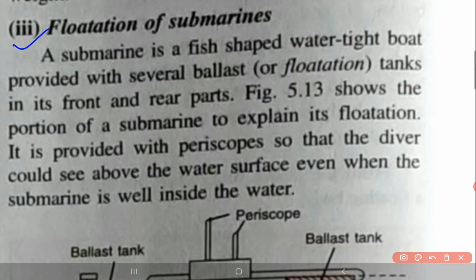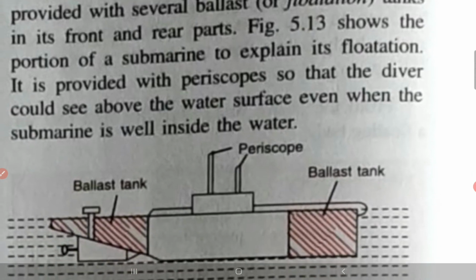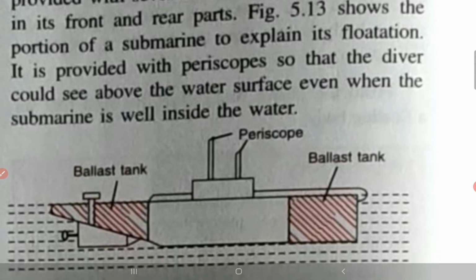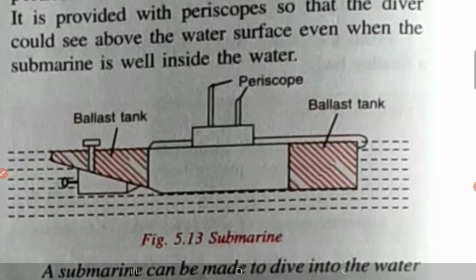A submarine is a fish shaped watertight boat provided with several ballast or flotation tanks in its front and rear parts, as shown in figure 5.13. It shows a portion of a submarine to explain its flotation. It is provided with a periscope so that the diver could see above the water surface even when the submarine is well inside the water. So here we are basically understanding its flotation from the principle of flotation.